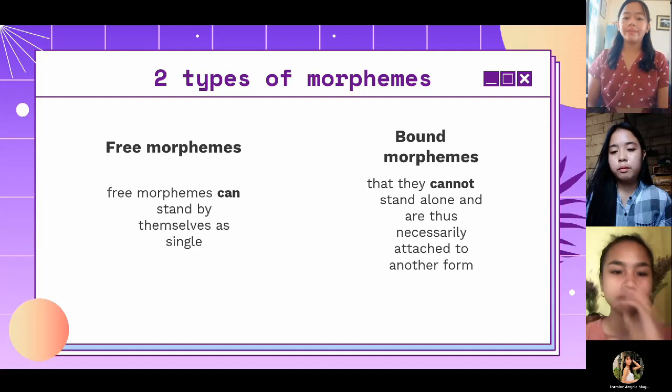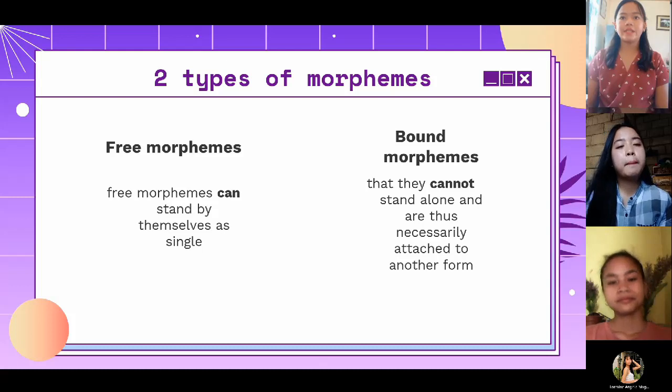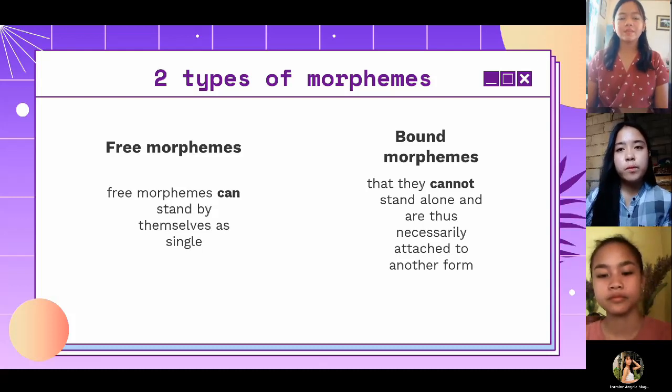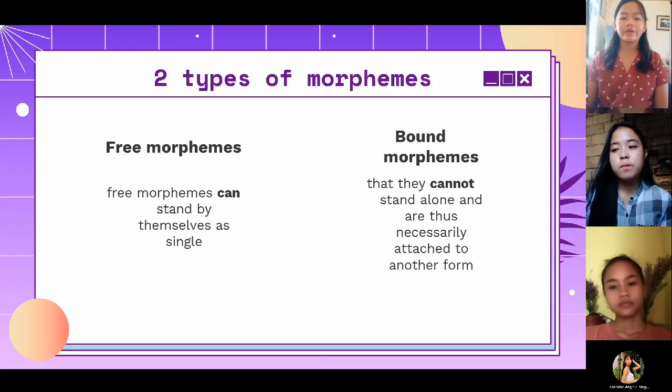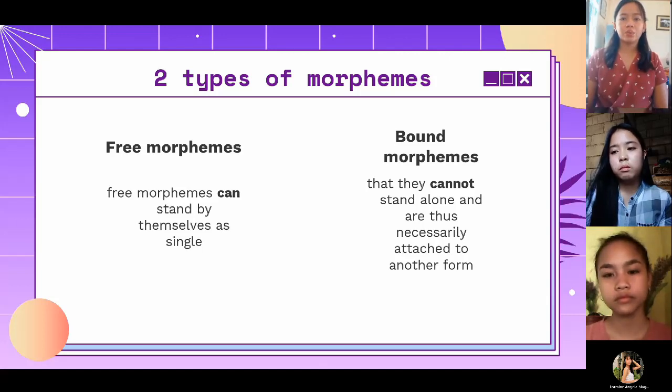So, what are free and bound morphemes? Free morphemes can stand by themselves as a single word. These morphemes cannot undergo derivation and inflection. Examples: jump and cat. So, what are bound morphemes? Bound morphemes cannot normally stand alone and are typically attached to another form. These morphemes create new words. These are affixes: prefix, suffix, and infix. Examples: re, al, ed, s.